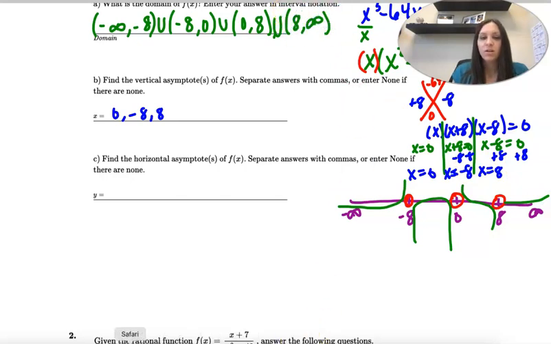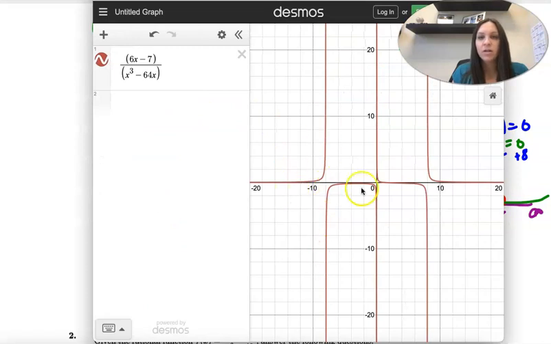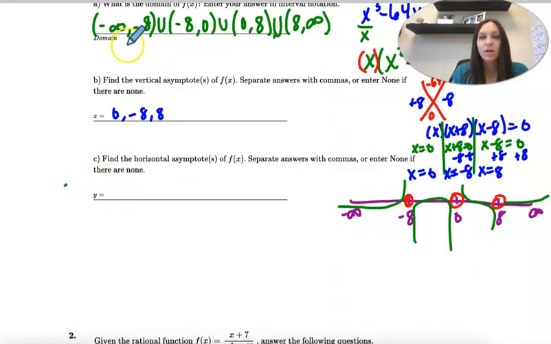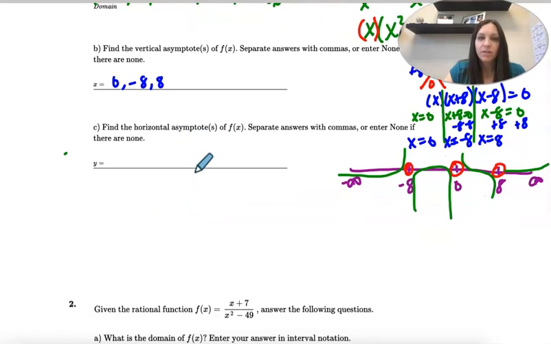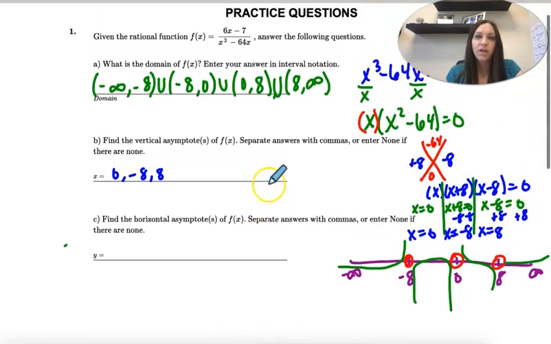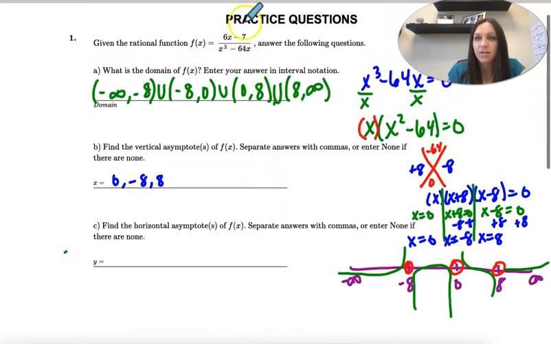So notice on the graph, we have 1, 2, 3, 4 sections of the line in between the asymptotes, and we have 1, 2, 3, 4 sections of the domain. Okay, so it helps to look at the graph on these two. Last step, we want to find the horizontal asymptote. So we're going to look at the degrees. So 6x to the first power, and then x to the third power.